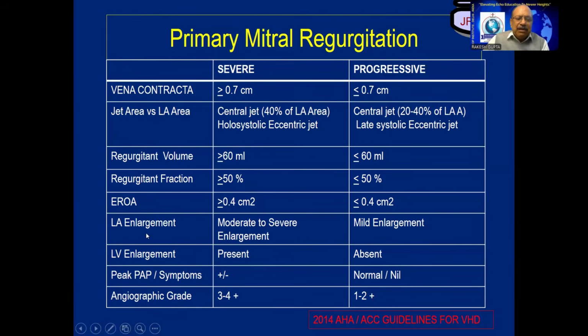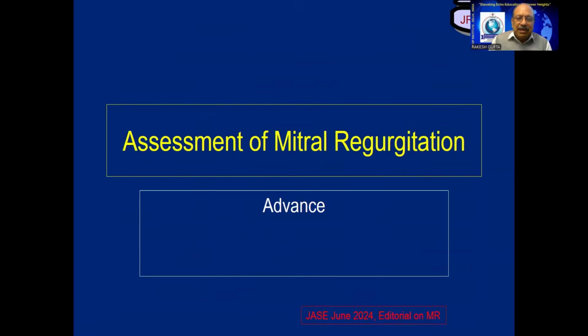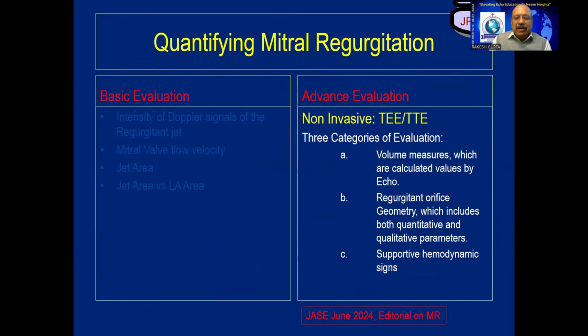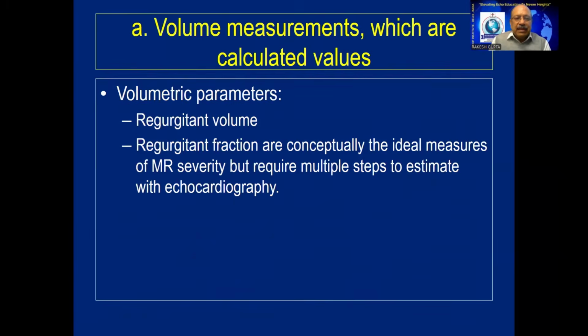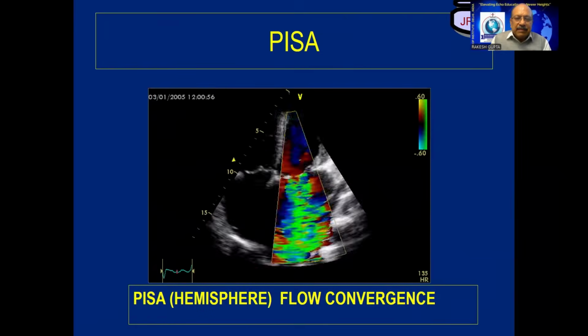What I'm bothered about at your level is: look at LV enlargement, look at the vena contracta, look at the jet area versus LA area. And the most important thing comes the regurgitant volumes. And this we adopt to a very large extent in our clinical practice. How do we do it? It's a very simple method.